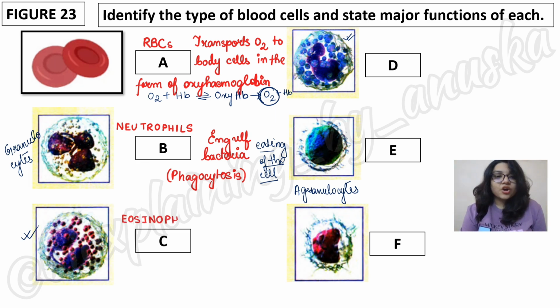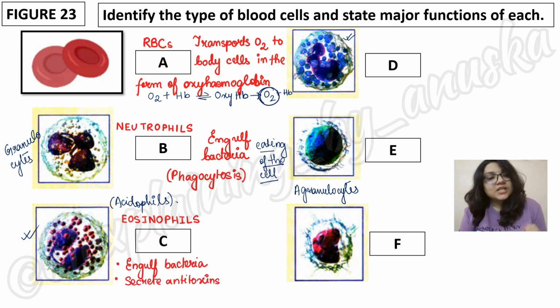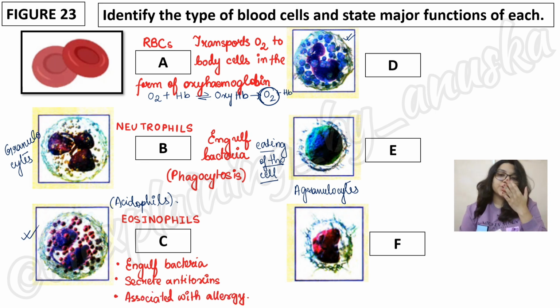Next, C is your eosinophils. You can also give them another term. They are known as acidophils. Okay, what is the job of these acidophils or eosinophils? They engulf bacteria, secrete antitoxins, and they also have another job, that is associated with allergic reactions, associated with allergy. Okay, so these are the 3 jobs of eosinophil.